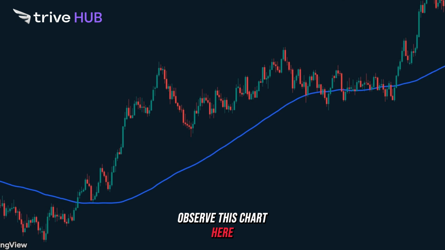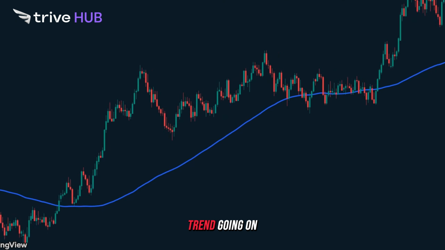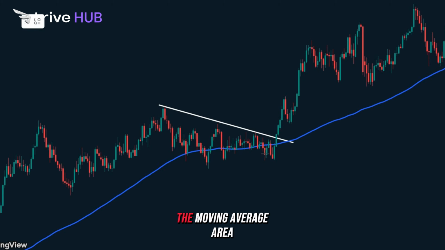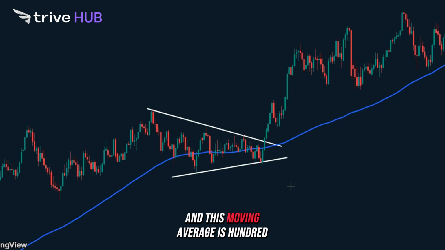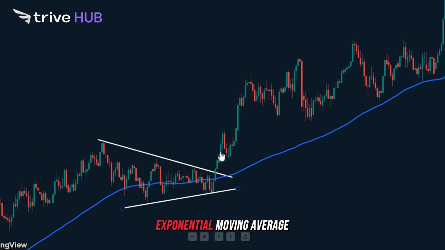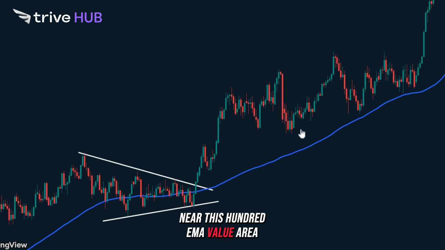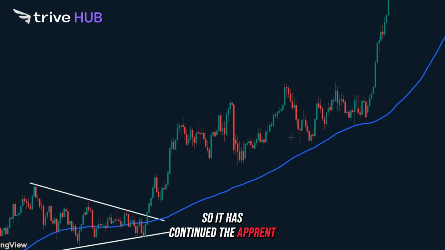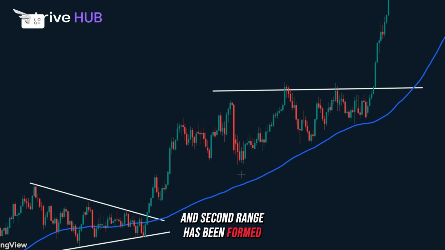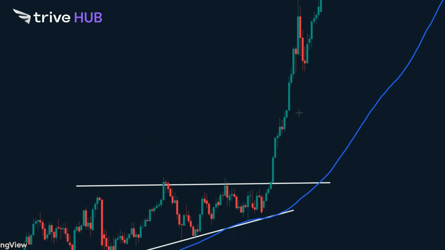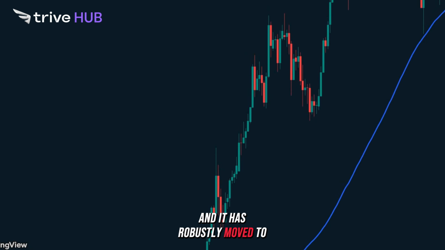Observe this chart here. We have a very good uptrend going on and this range has formed near the moving average area, and this moving average is the 100 exponential moving average. So it has continued the uptrend because the market is forming a consolidation range near this 100 EMA value area. Then a second range has formed around this zone, which is also above the moving average, and it has robustly moved to the upside.